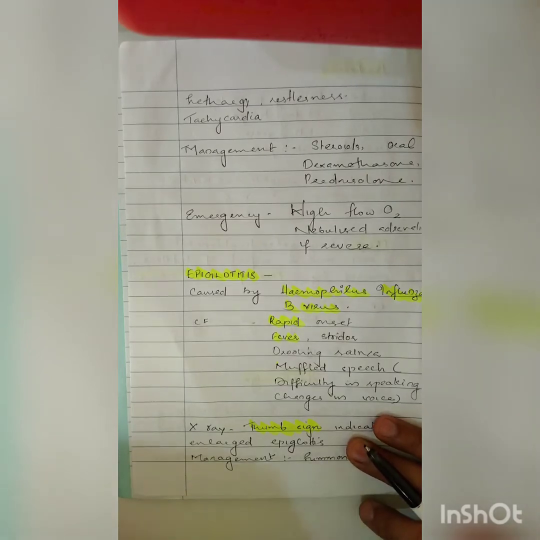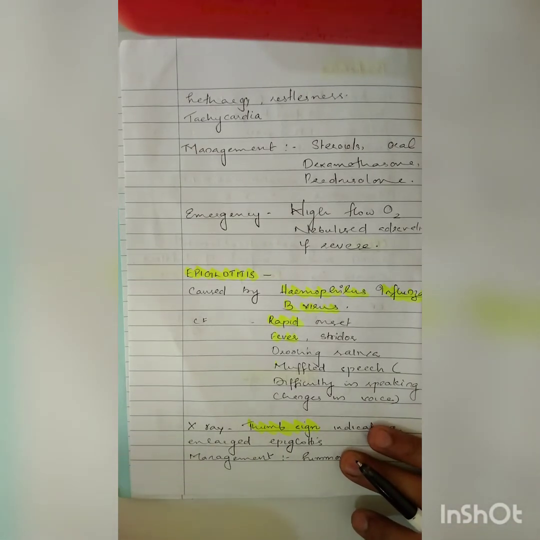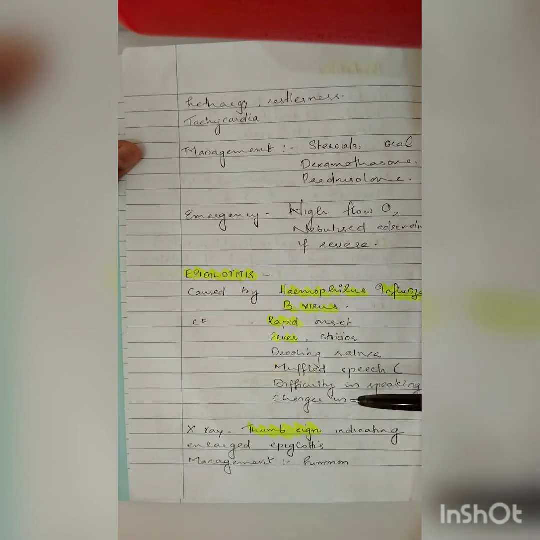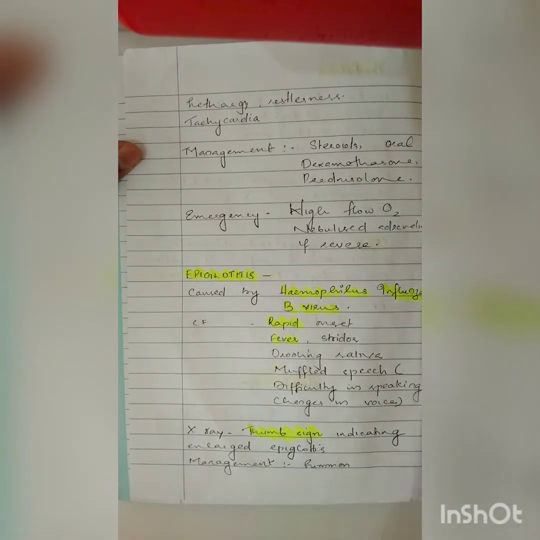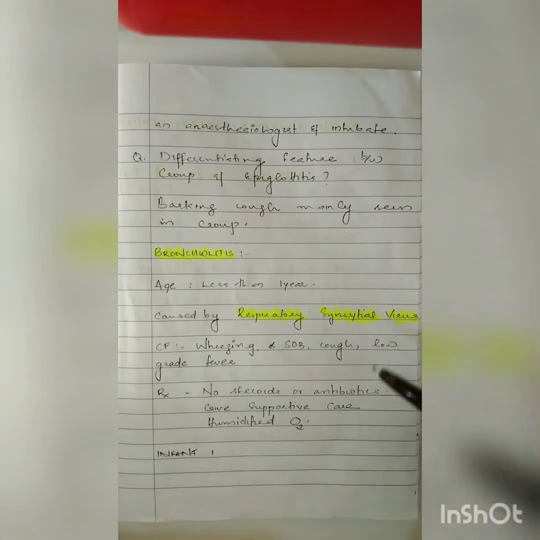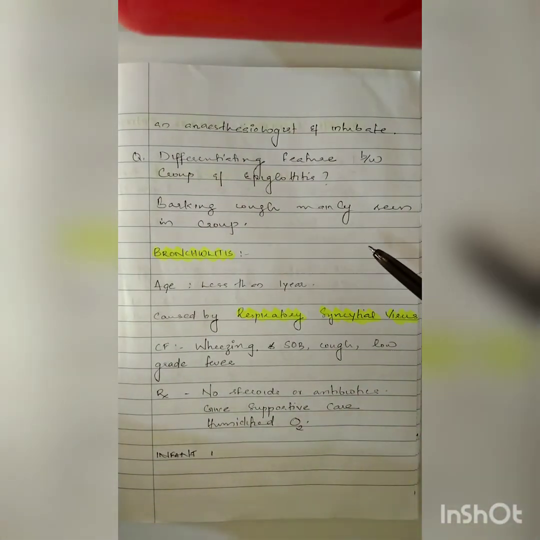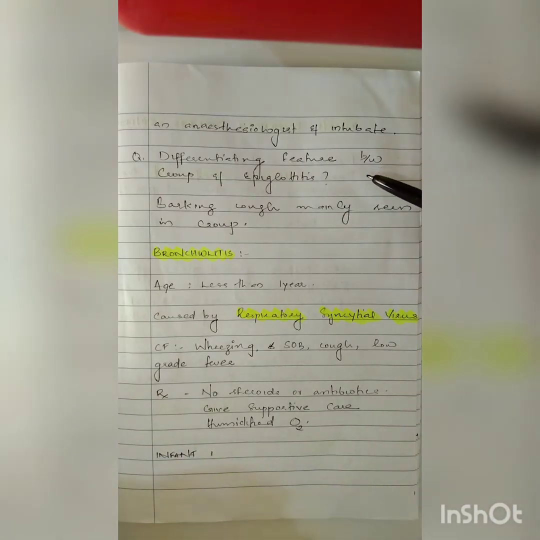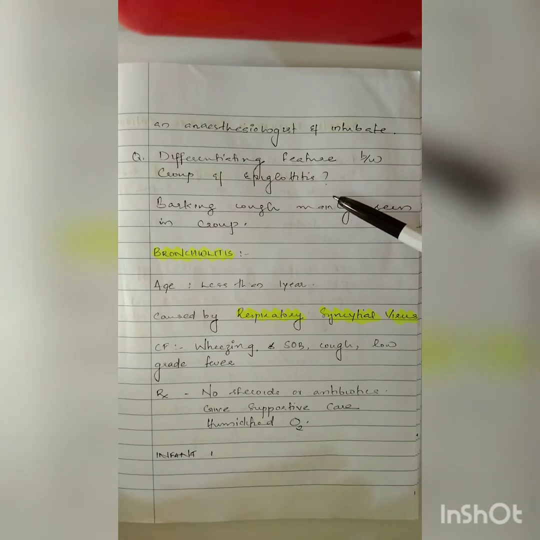can be given. Epiglottitis is caused by Haemophilus influenzae B. This is commonly asked. Clinical features include rapid onset fever, stridor, drooling of saliva, muffled speech, also known as hot potato speech, difficulty in speaking, changes in voice. On X-ray, the thumb sign can be seen indicating an enlarged epiglottis. It is an emergency and you should call an anesthesiologist and intubate. The differentiating feature between croup and epiglottitis is mainly the barking cough. This is a common question.